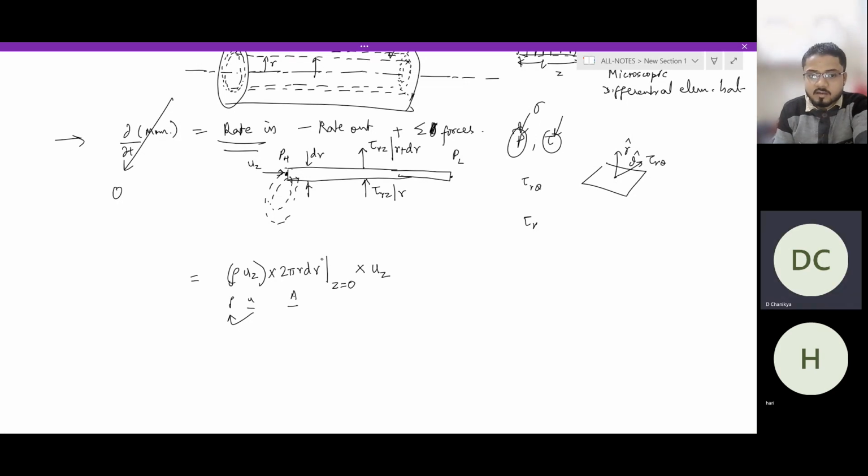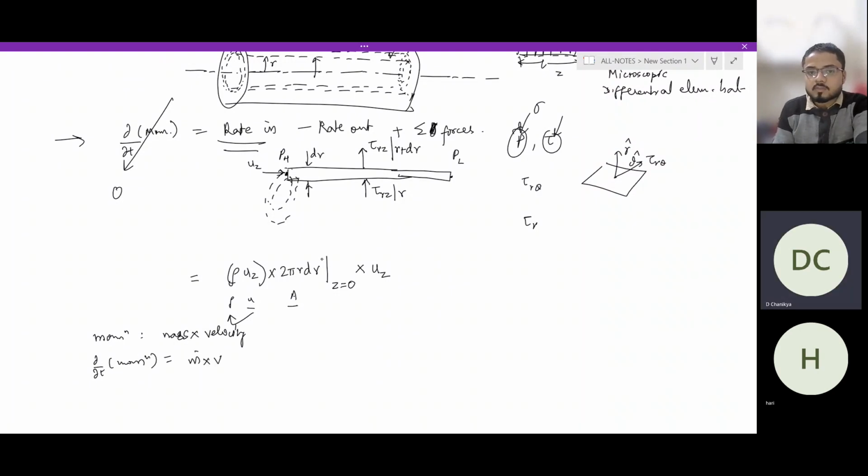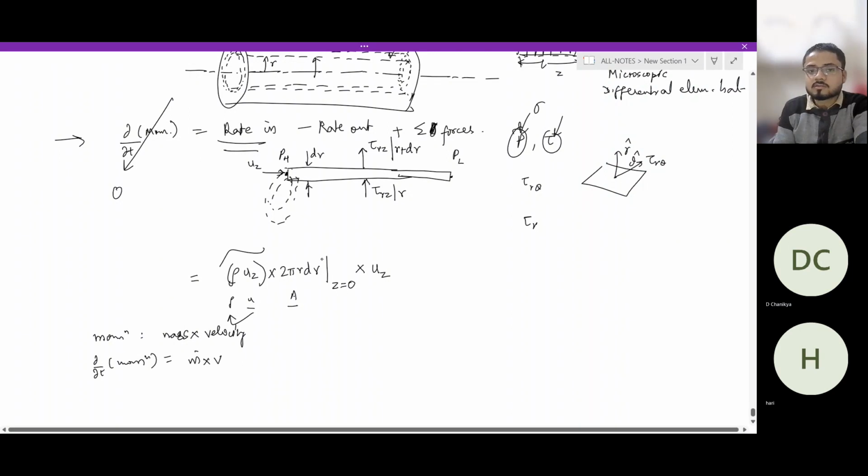So what is momentum? This is the mass times velocity, right? So del by del t of momentum would be m dot into v, right? So this entire thing is m dot, and this is v. Now, what is the rate out?